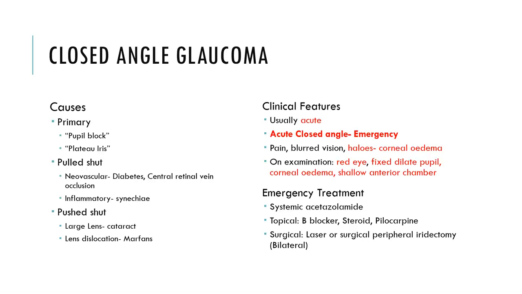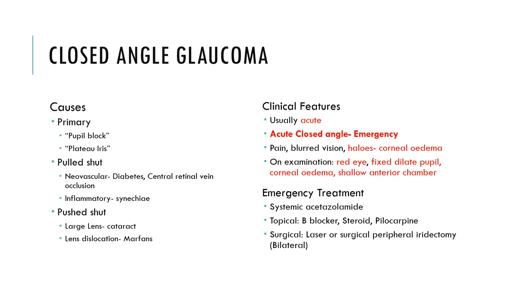Let's look more in detail into the specific types of glaucoma. So the first one, which I mentioned earlier, is closed angle glaucoma. This is where the iris is impeding the drainage of the aqueous humor by the canal of Schlemm. So these can be primary, i.e. idiopathic, and one mechanism for this is the pupil block mechanism. And this is basically where the iris is next to the lens, which impedes the flow of aqueous humor into the anterior chamber.